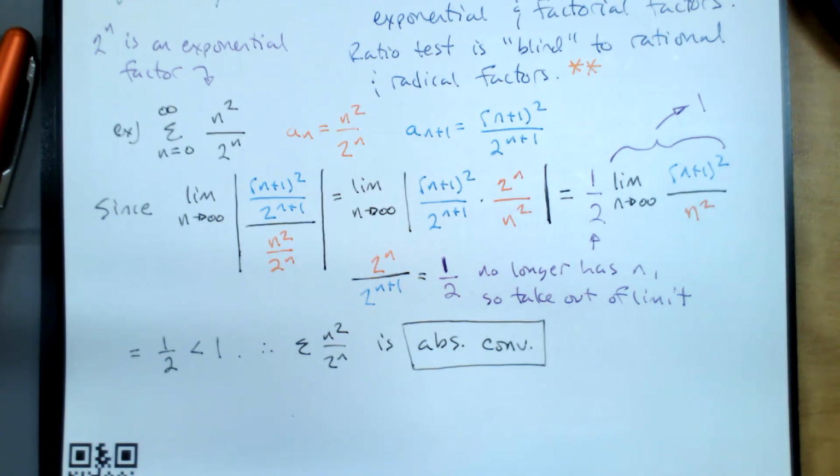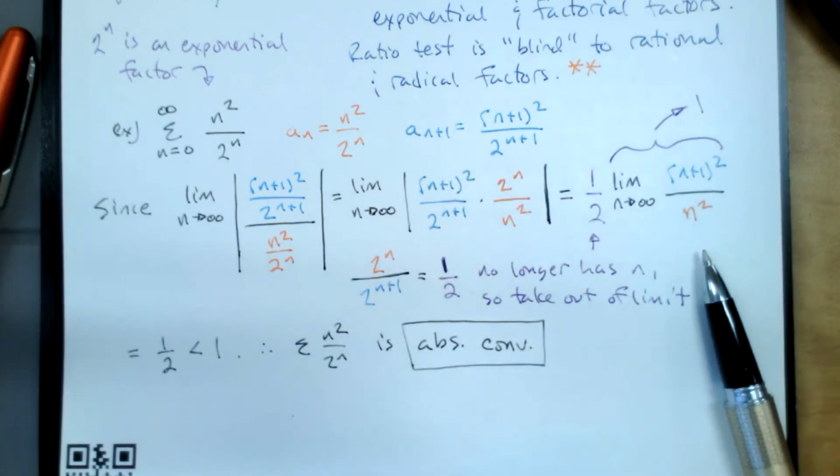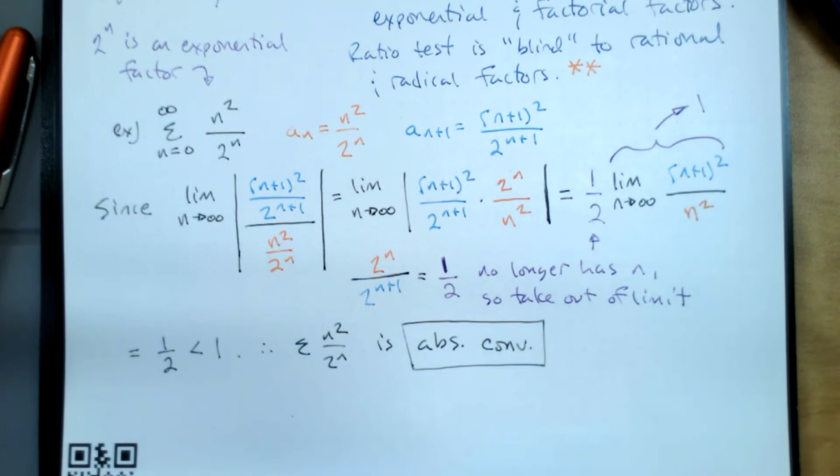The n squared, the ratio test never saw that n squared. The ratio test doesn't care about the n squared. The ratio test is blind to rational and radical factors, and this is why. Because the coefficients of the highest powers are always going to be the same, so the limit's always going to be 1 from the rational or radical factors.